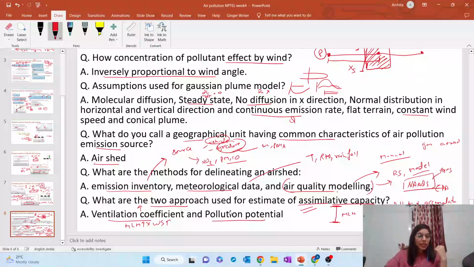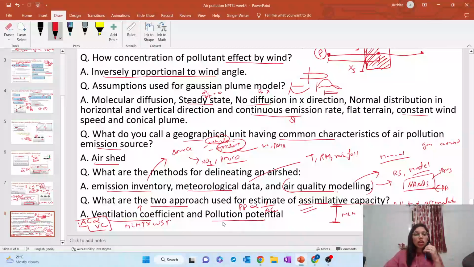Okay. And hence the assimilative capacity, that is the amount that can stay, will also be high, because if there is more dispersion, then the accumulation will be less, right? So more pollutant can stay in the same region if there is more ventilation. Okay. So assimilative capacity is directly proportional to ventilation coefficient. That is one. But for the pollution potential, it is inversely proportional.